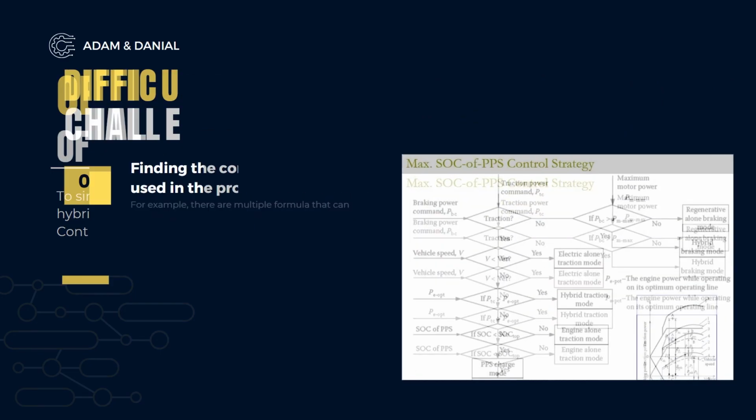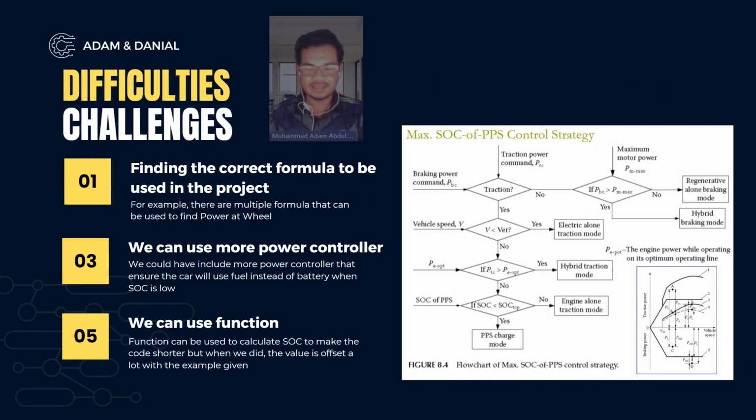Okay. So now we'll proceed with the difficulty and challenges faced by us in coding this program. First, finding the correct formula to be used in the project. For example, there are many formulas that we can use to find power at wheel. Therefore, we took more time than expected to get the correct formula. In the end, we chose the one that will give the closest value to the example given in SFI.